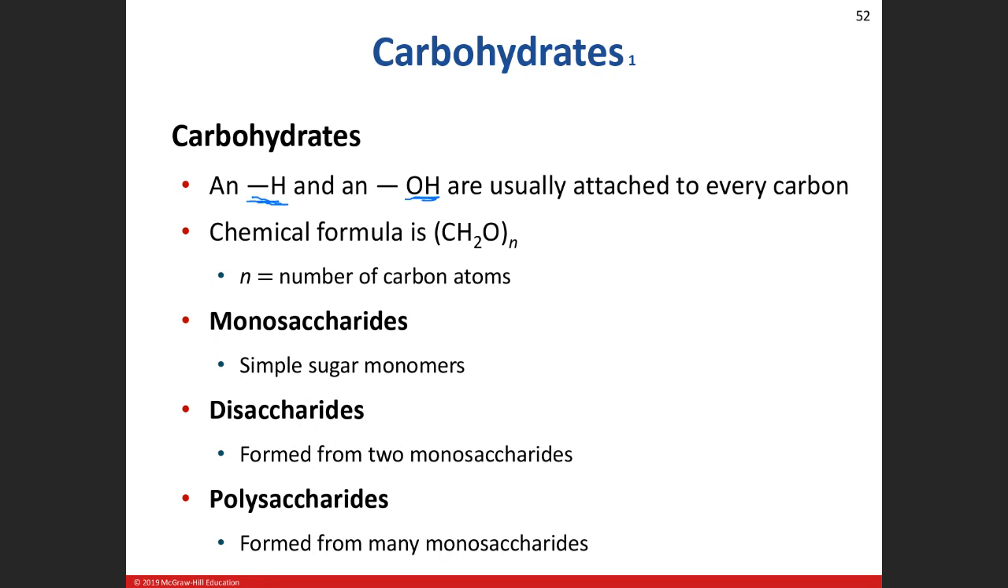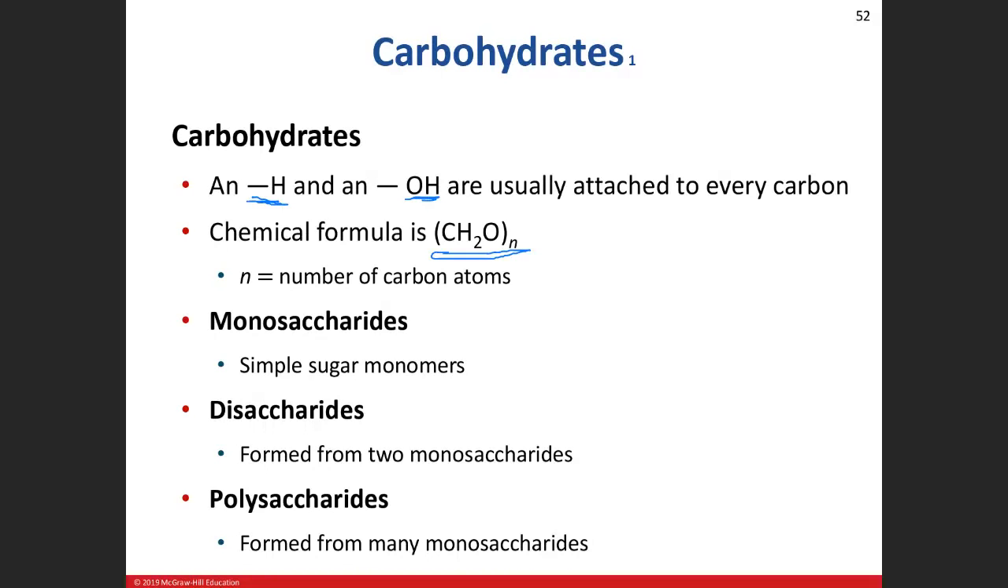You don't have to memorize it, but it's good to be familiar with it. CH2O goes inside the parentheses. Then outside you see n, and the n is just the number of carbons found in this molecule. For example, glucose has 6 carbons, so it'll be C6H12O6.